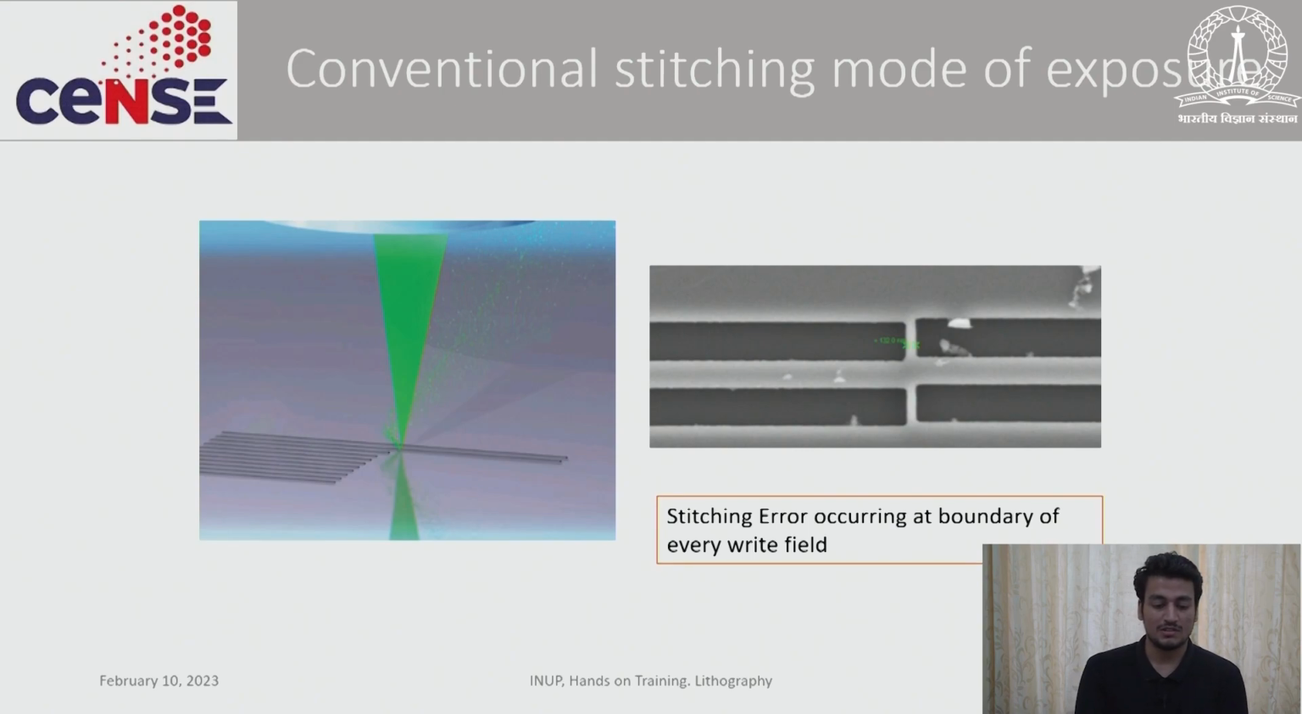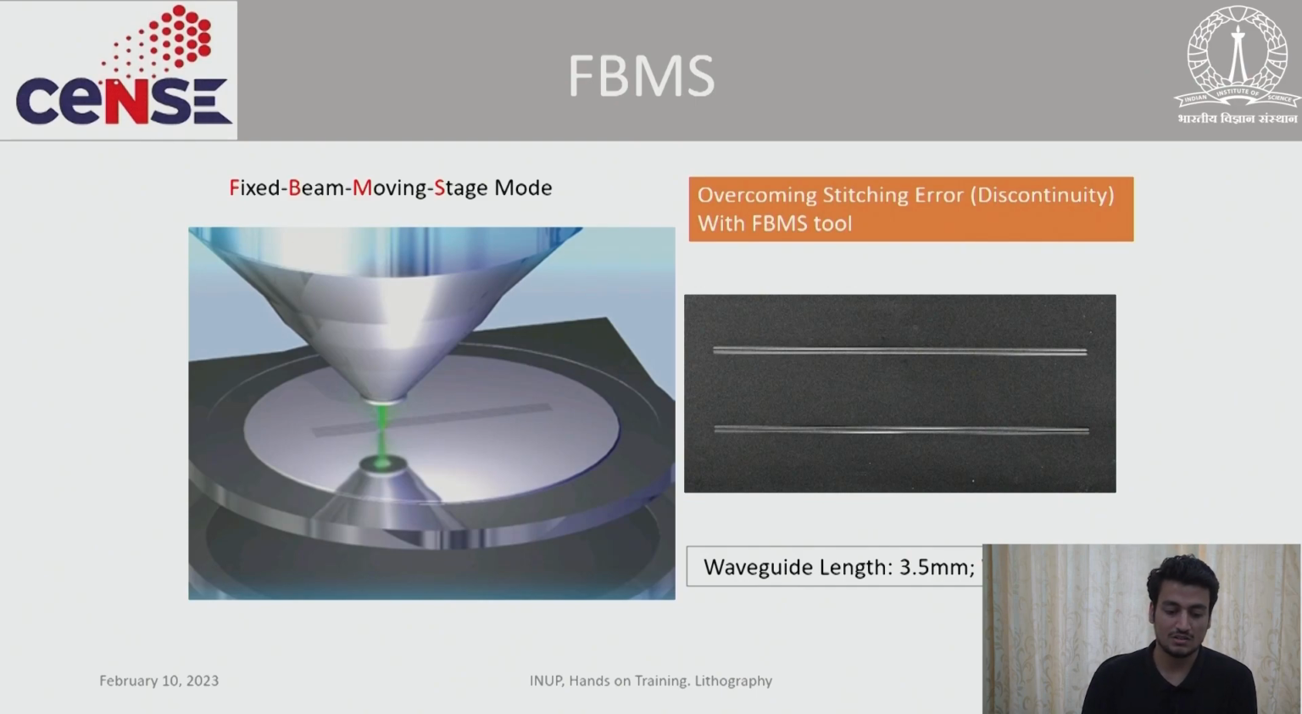Generally, when we go for direct writing or a direct lithography process, there might be chances that if the line is too long, it will not be regular. There might be some stitches or some variation in the alignment. So basically you can see here, this is a stitching error. To overcome this, we can go for fixed beam and moving stage. Here the beam will be fixed and the stage will move. This can reduce the discontinuity, or I should say the stitching error, in your sample.